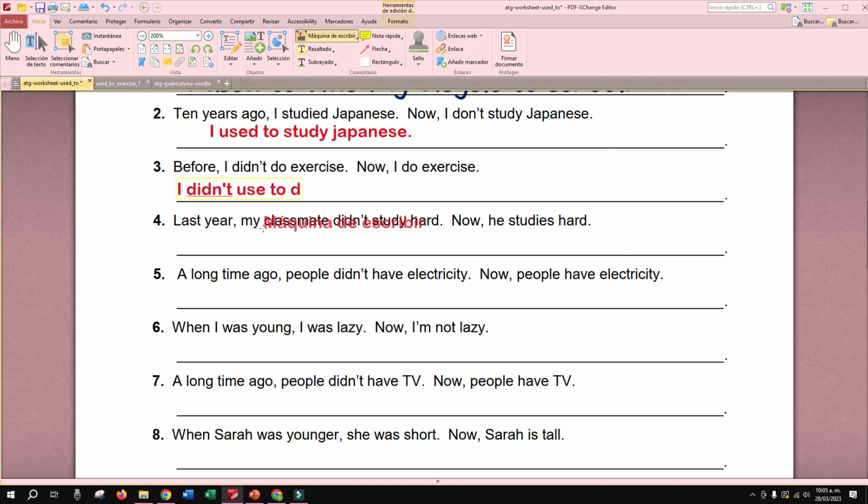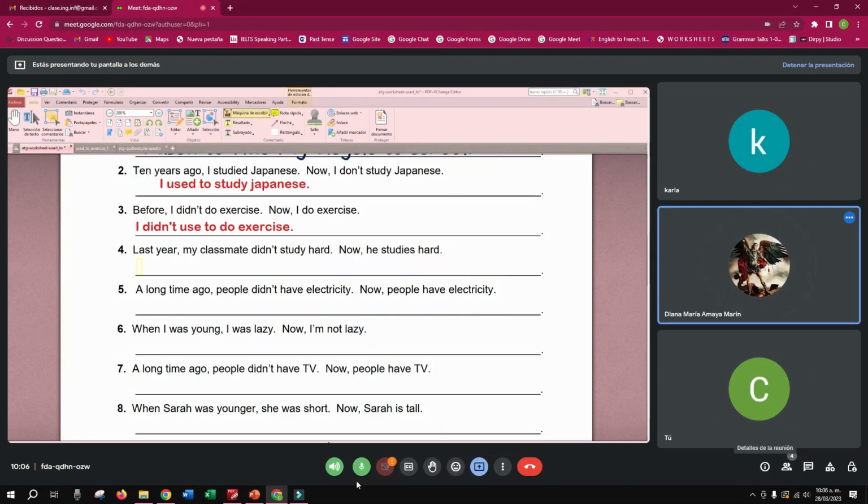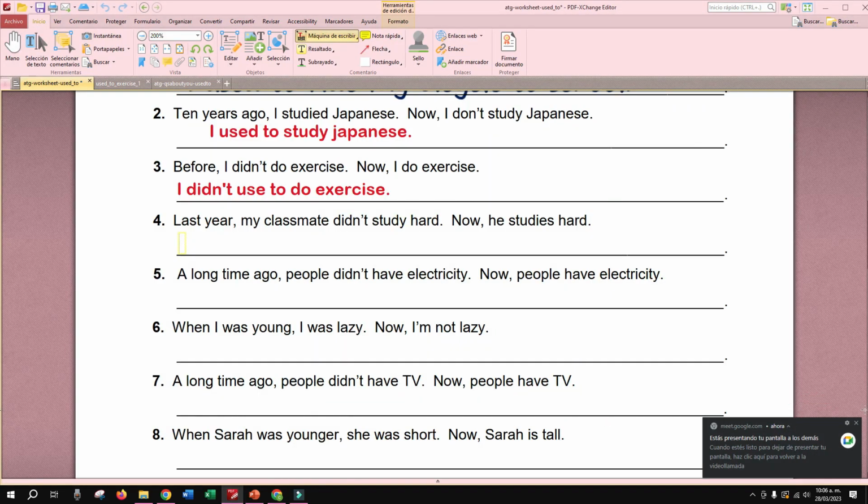Okay, do exercise. Yes. Or you can say I didn't used to exercise. That's amazing. Perfect. Let's see number 4. Last year, my classmate didn't study hard. Now he studies hard. So, which could be that one?